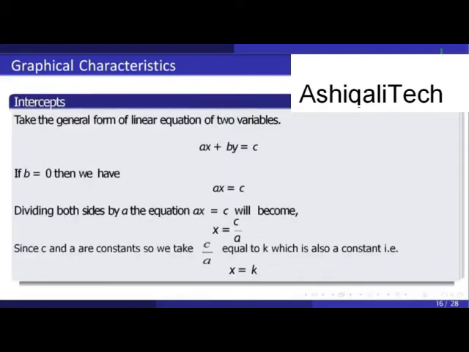Intercepts. Take the general form of linear equation of two variables, which is given in this form: ax plus by is equal to c. If we take b is equal to 0, then we have ax is equal to c. Dividing both sides by a, the equation ax is equal to c will become x is equal to c over a. Since c and a are constants, we can take c over a equal to k, which is also another constant. So that is, we get x is equal to k.